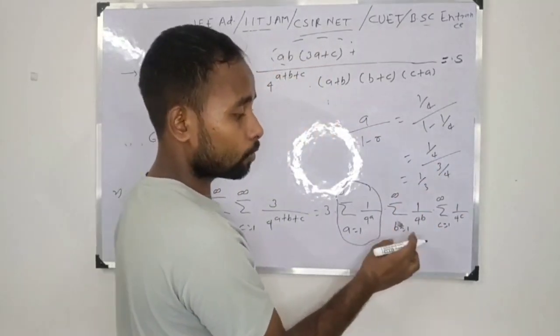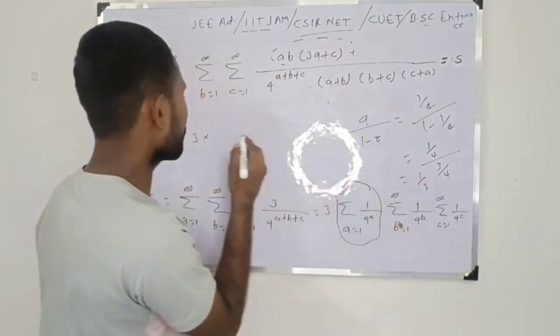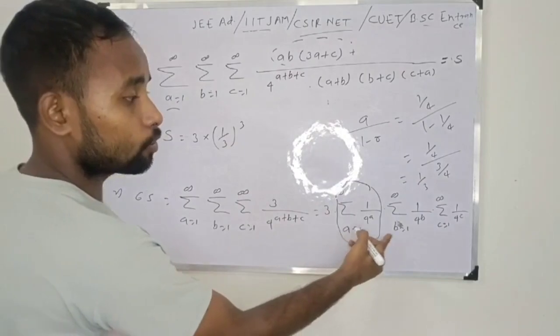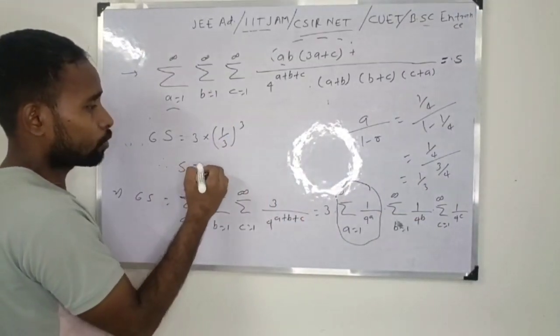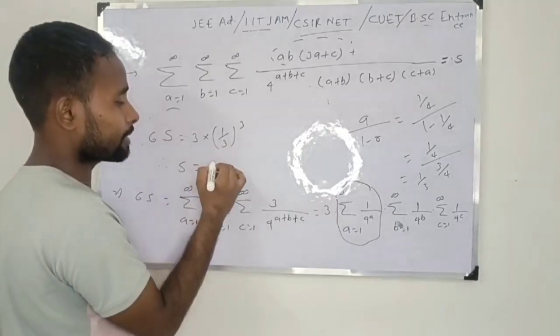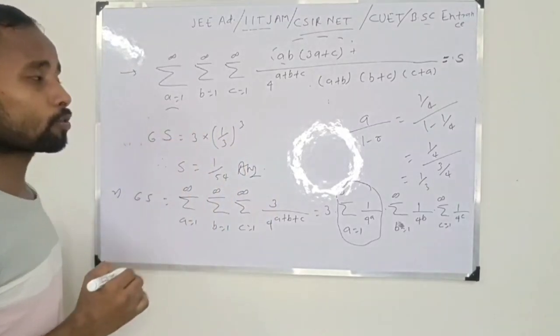This gives 1/3, this gives 1/3, and this gives 1/3. So overall, can you write (1/3) to the power 3? Because 1/3 into 1/3 into 1/3 is (1/3) cubed. So 6S = 3 times 1/27, that is 1/9, and S = 1/9 divided by 6, that means 1/54. This is your final answer of this question.